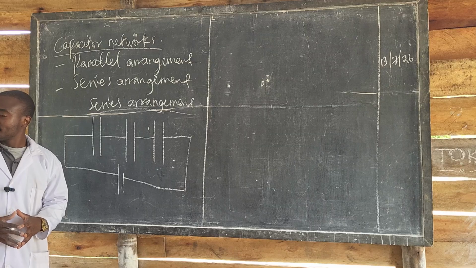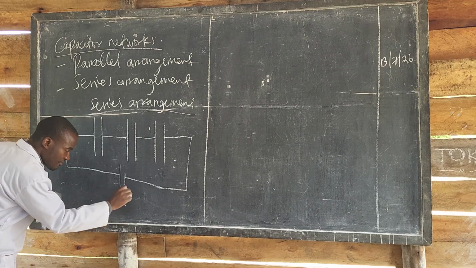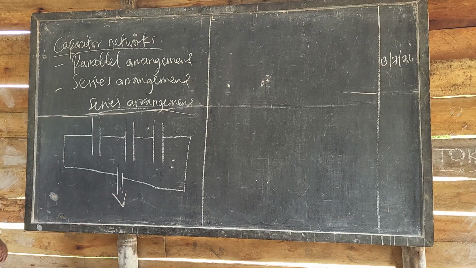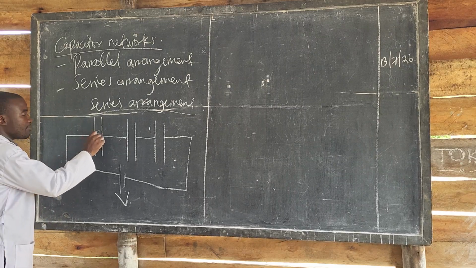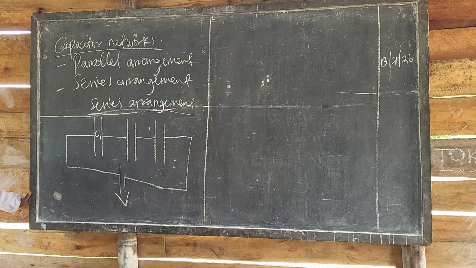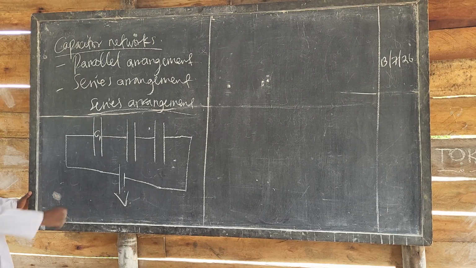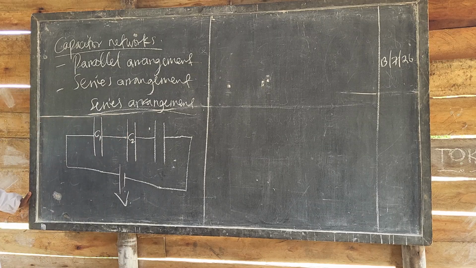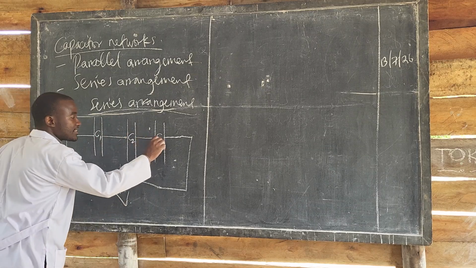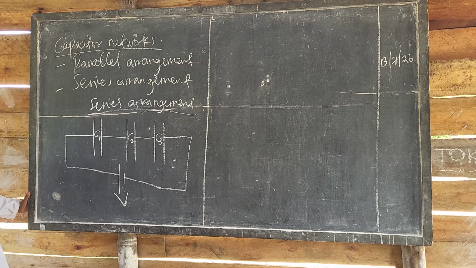So if you have a source of charge with a potential difference, and then this is a capacitor with capacitance C1. Let us assume these three are not the same capacitance. Then this one is a capacitor with capacitance C2. And then this is a capacitor with capacitance C3.